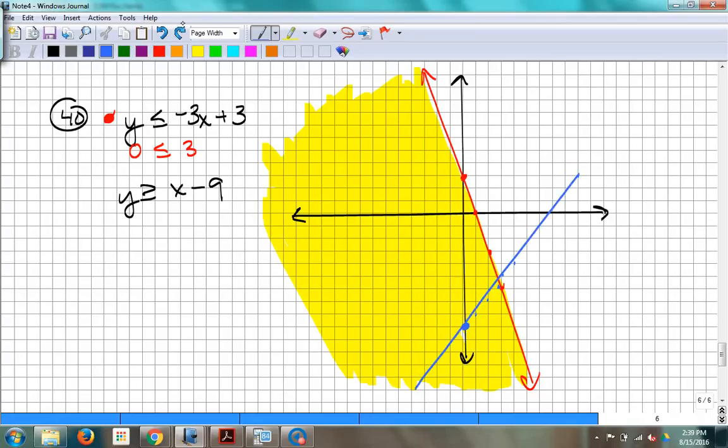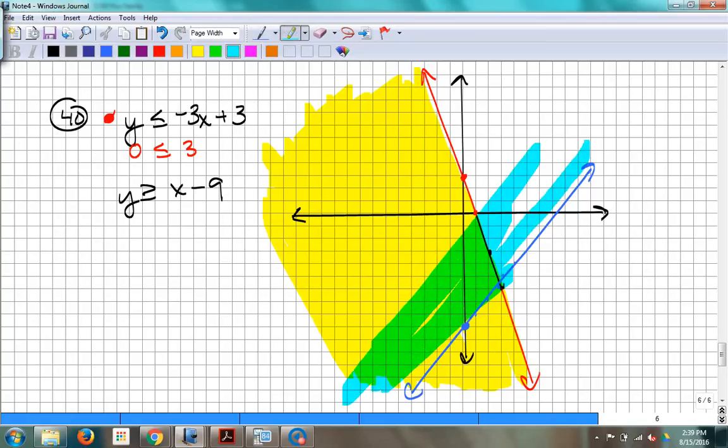I didn't do a very good job drawing that line. I'm going to try again. That's better. Not great, but it's better. Okay, now let's get the shading done. I'm either going to shade above it or below it. So I'm going to plug in 0, 0. Is 0 greater than or equal to negative 9? 0 is bigger than negative 9, right? Yes. So I'm going to shade above it, so the top side of that one.